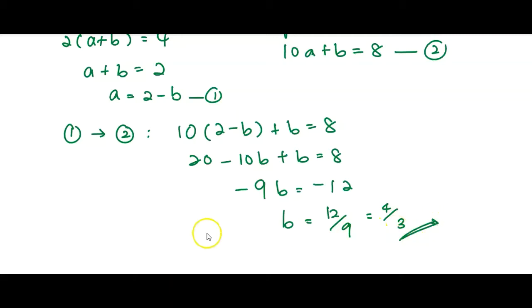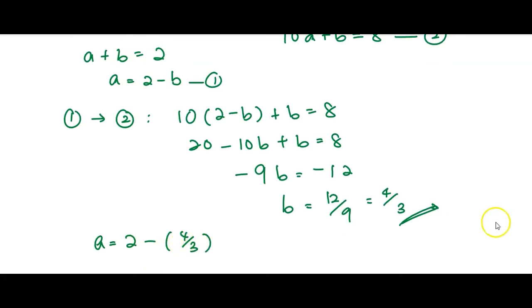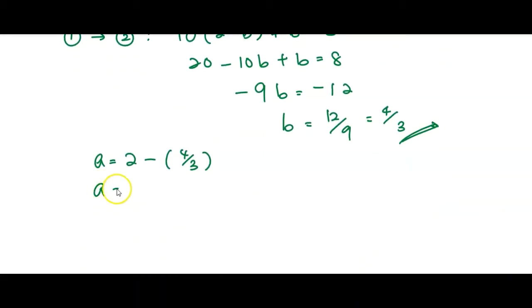Once you get the value of b, you can substitute the 4 over 3 into equation 1, to solve for a. So a equals 2 minus b, right? b will be replaced by 4 over 3. Now you will have a equals 2 over 3. Right? Thank you for watching.